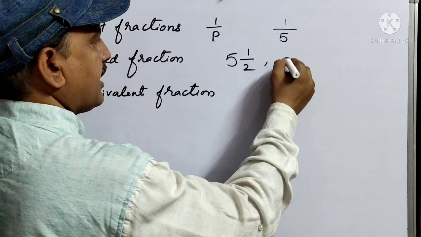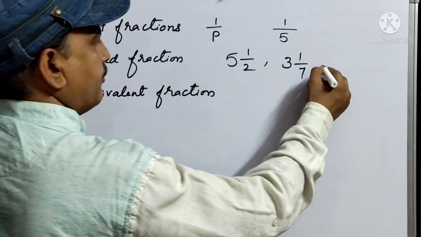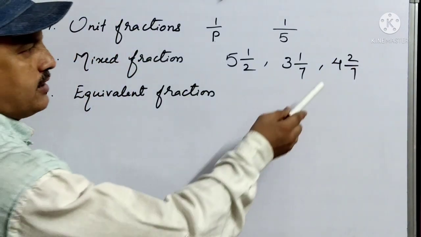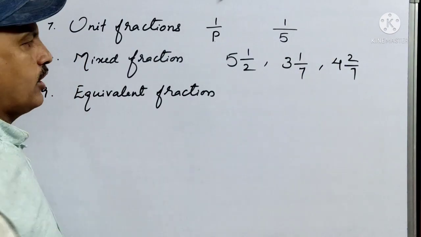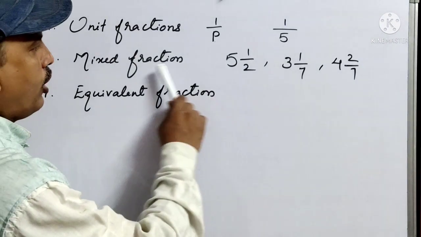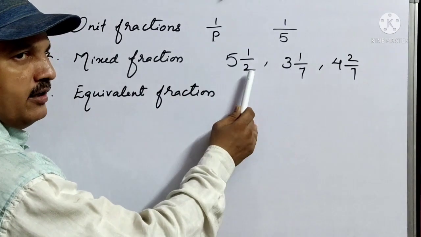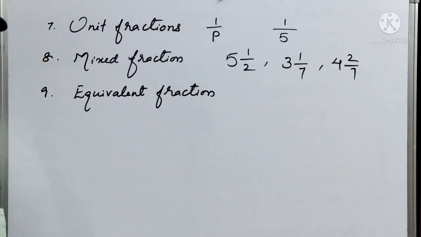I'll give you one more example. Suppose 3 1 by 7 or 4 2 by 7, like this I give. That means this is called the whole number, that is 4, and 2 by 7 is called a proper fraction. The combination of whole number and proper fraction together is called mixed fraction.